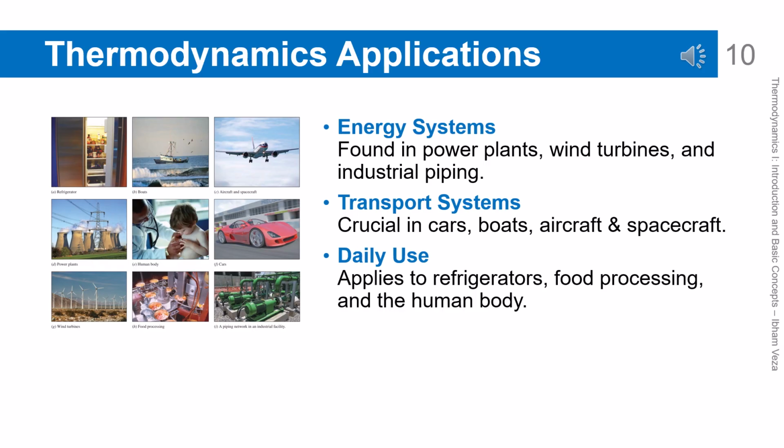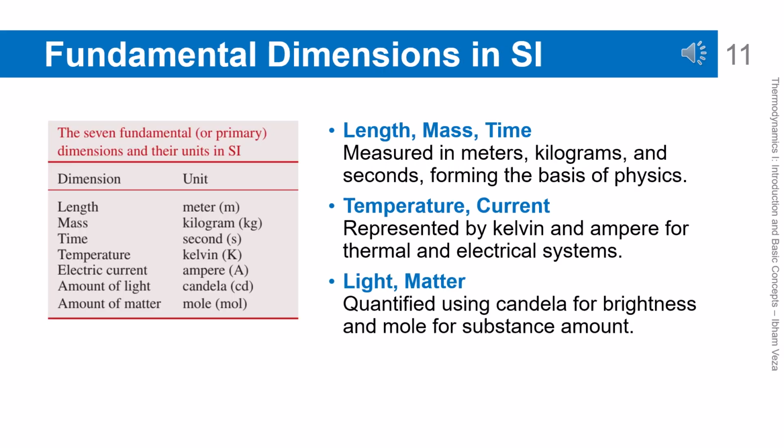Thermodynamics applications. Thermodynamic principles are used in energy systems, such as power plants and wind turbines. Transportation systems like cars, aircraft, and ships also rely on these concepts. Even household appliances like refrigerators operate based on thermodynamics. The human body can also be analyzed as an energy system. This shows the wide scope of thermodynamics applications.